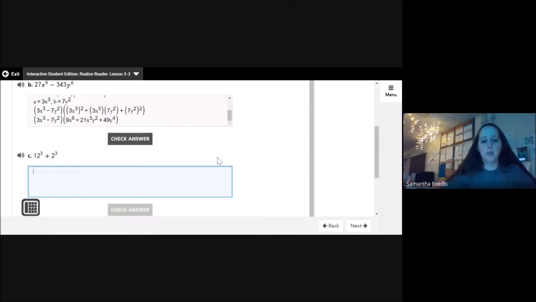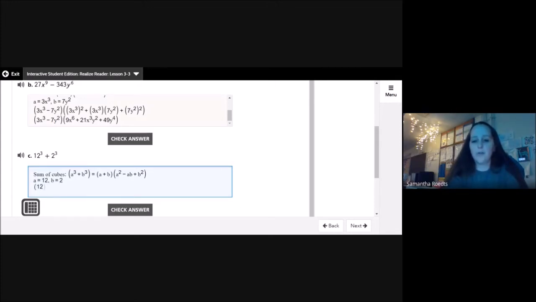All right, and then I have 12 cubed plus 2 cubed. Well, this is the sum of cubes. So we said the sum of cubes states a cubed plus b cubed equals a plus b times a squared minus ab plus b squared. Well, a equals 12, b equals 2. So I have 12 plus 2 times 12 squared minus 12 times 2 plus 2 squared.